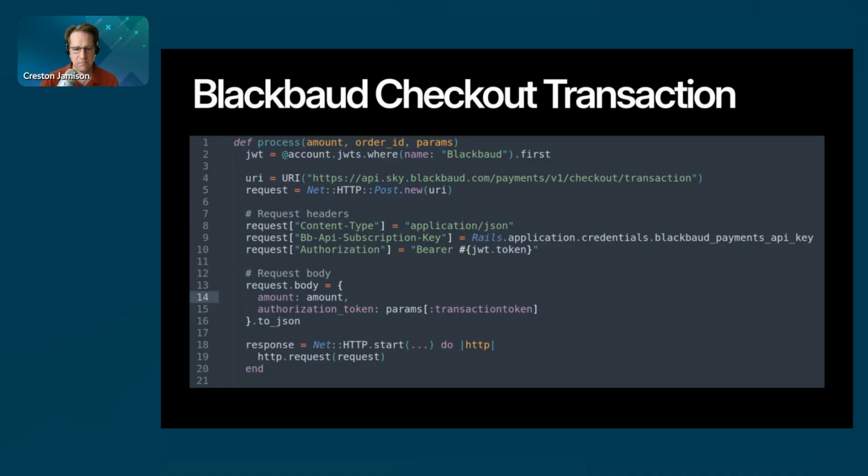Line 13, we're preparing the request body that we're going to be sending them. So we're sending, again, the amount and the authorization token, which is essentially the transaction token that was returned. And we convert it to JSON because that's what the API accepts. Then line 18 actually sends the transaction and receives the response back.